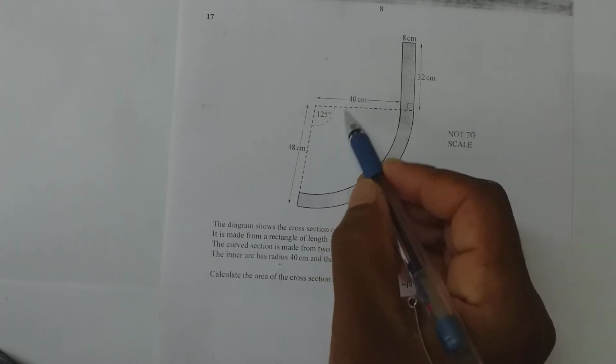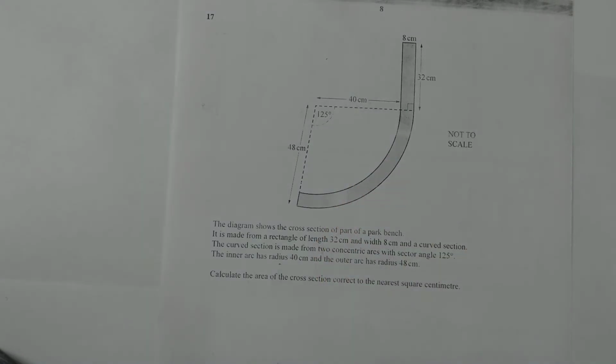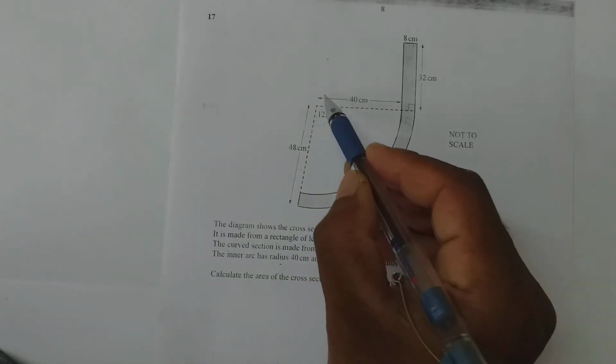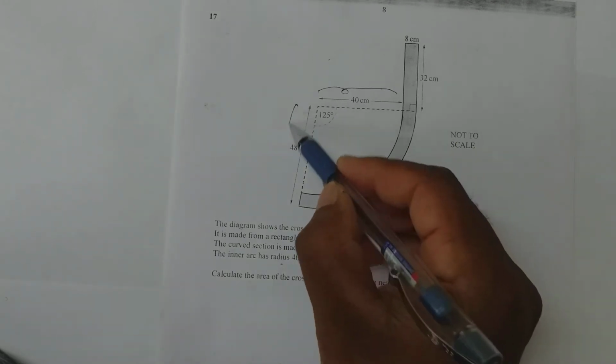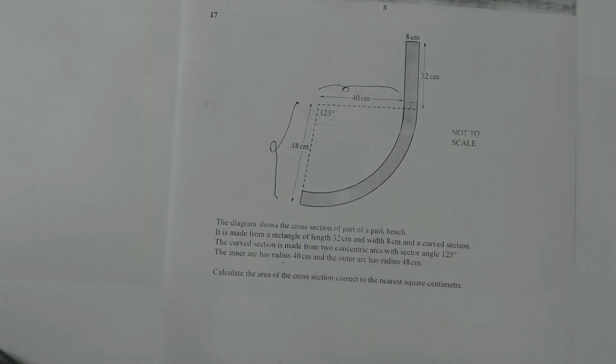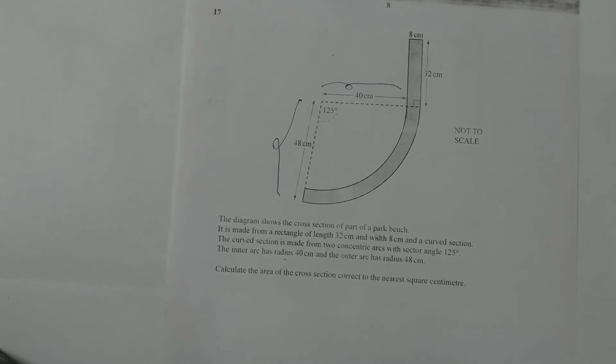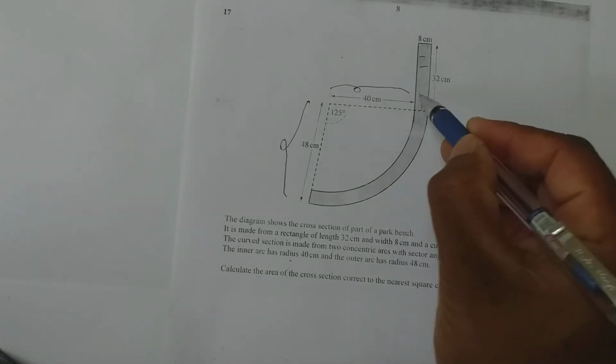So here it is 125 degrees. The inner arc has radius 40 centimeters and the outer has 48. So inner means from here till here is 40 and outer means from here till here is 48 centimeters. Calculate the area of the cross section correct to the nearest square centimeter. Now this entire area I need to find out.